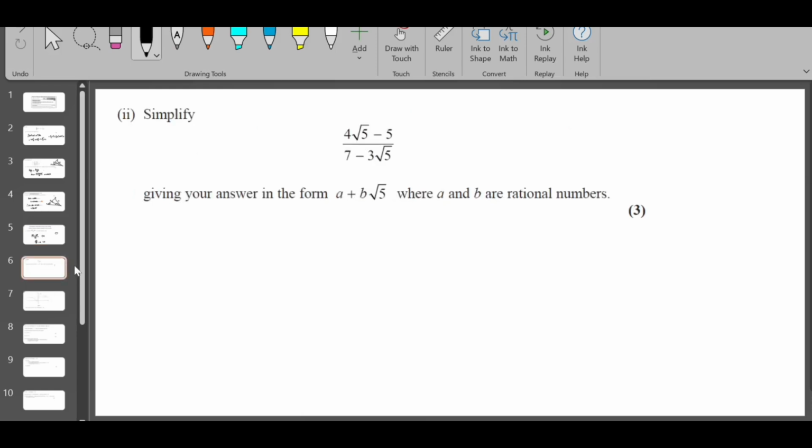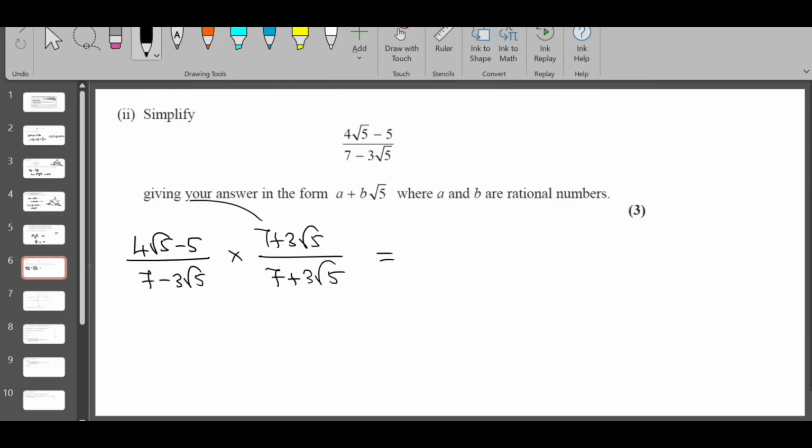Let's move on to part (ii). Simplify this, give your answer in this form. So we are going to rationalize the denominator. 4 root 5 minus 5 over 7 minus 3 root 5 is equal to, times it by 7 plus 3 root 5 over 7 plus 3 root 5. Now we are going to multiply the numerator and denominator.